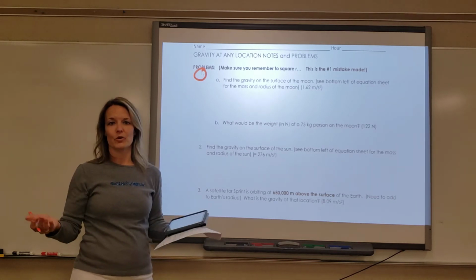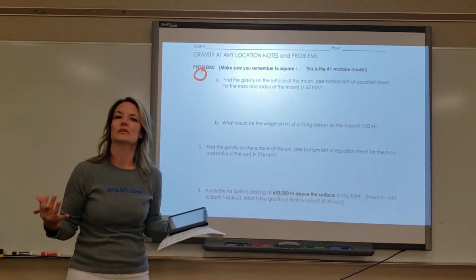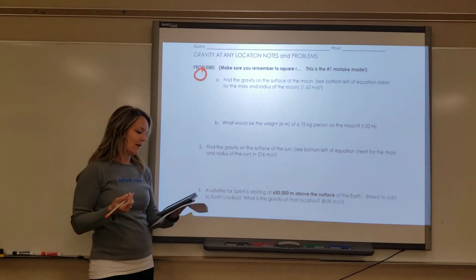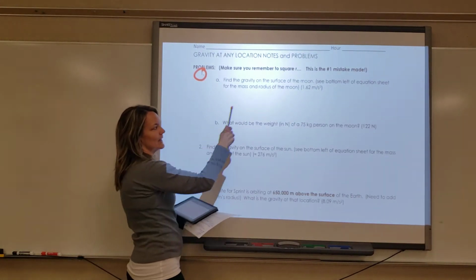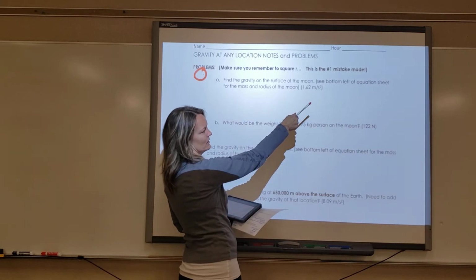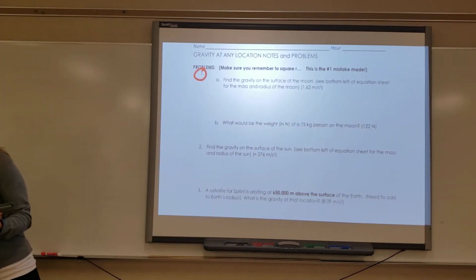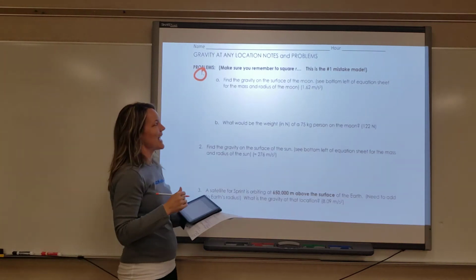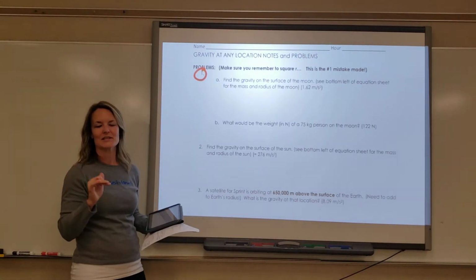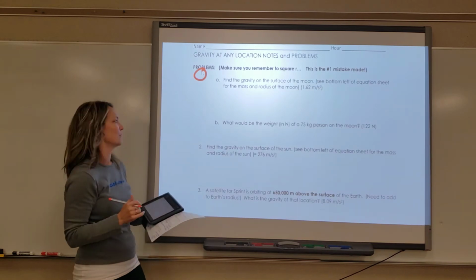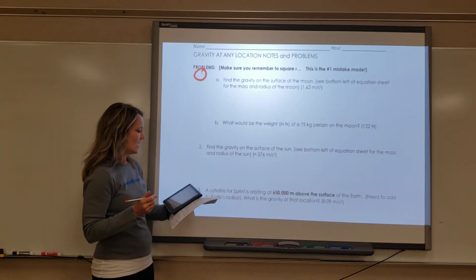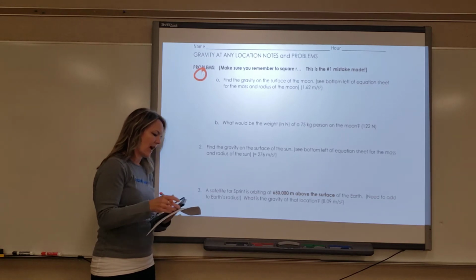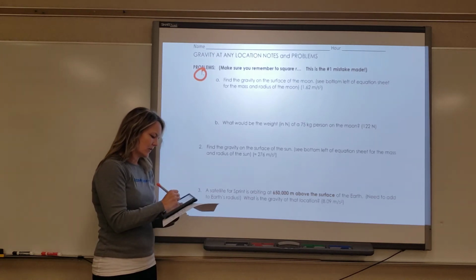We know the moon is much smaller than the Earth, so there is less gravity there, and you're going to feel lighter. So we're going to actually calculate it. See the bottom left side of your equation? I think it's bottom right, sorry. Bottom right side of your equation, for the mass and the radius of the moon. It's where it says gravitational constants on the back of your equation sheet. Anytime we want to solve for gravity, we need to use this equation.